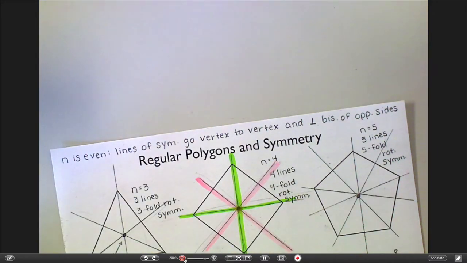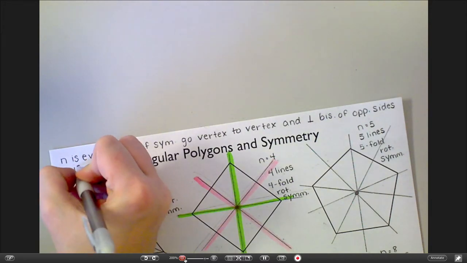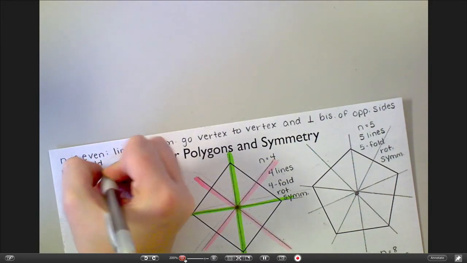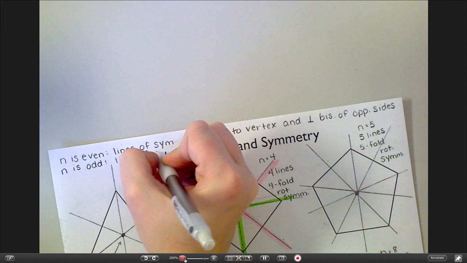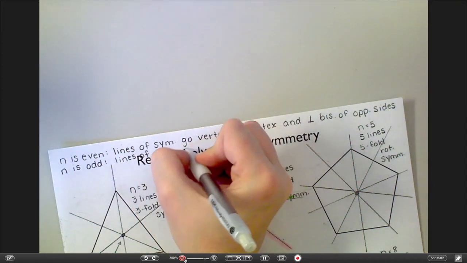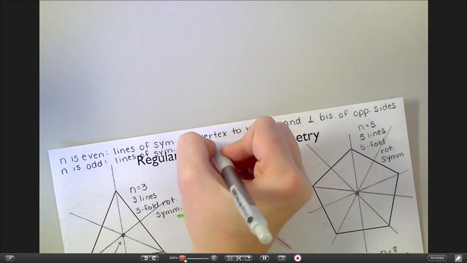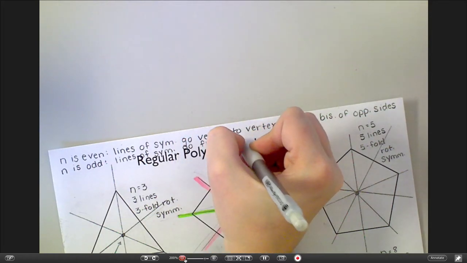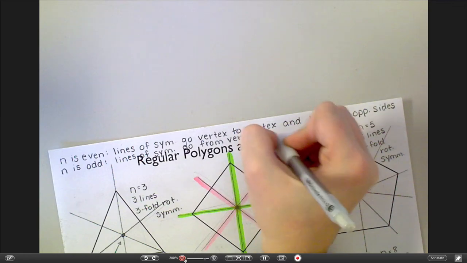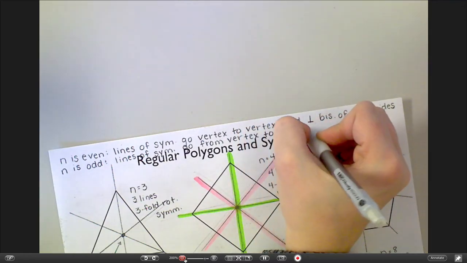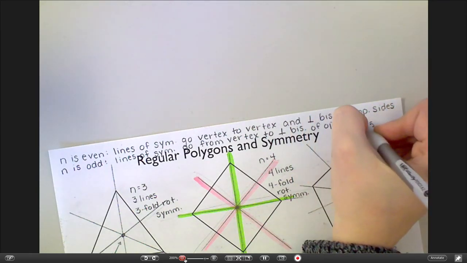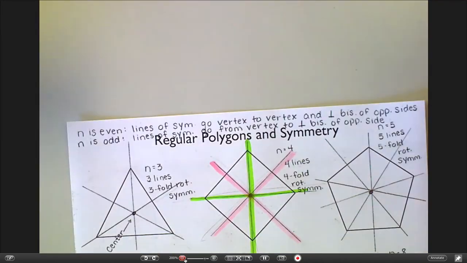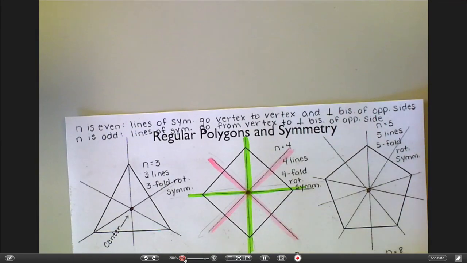When n is odd, I'm gonna try to fit that here. You can write this wherever it fits for you. When n is odd, the lines of symmetry go from vertex and then they are the perpendicular bisector of the opposite side. Hopefully that makes sense in words, but if it doesn't, at least if it makes sense to you in the picture, you should be good to go.